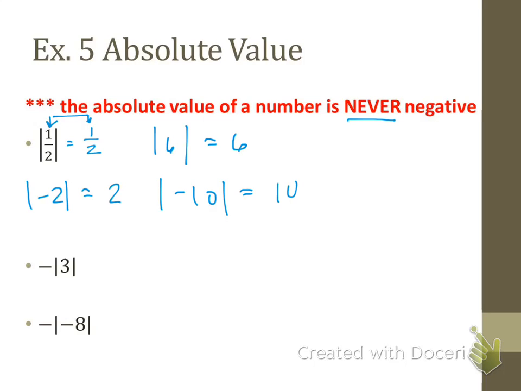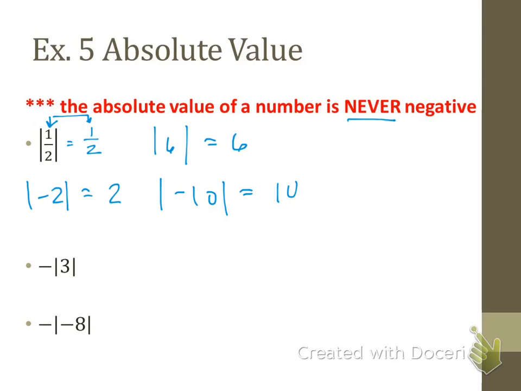Let's go back to that statement. The absolute value of a number is never negative. Well, there we go. We just proved that right here. However, that does not mean our answer is never negative. This is what I mean by that statement. Look at this next problem right here. Where is the negative sign? Mary? On the outside of the absolute value bars.